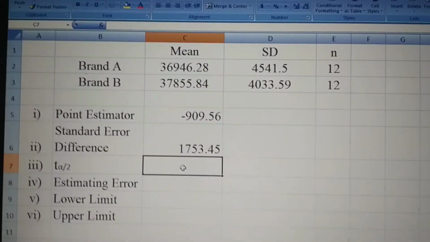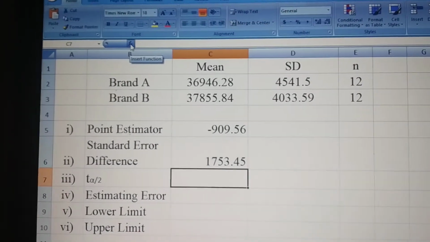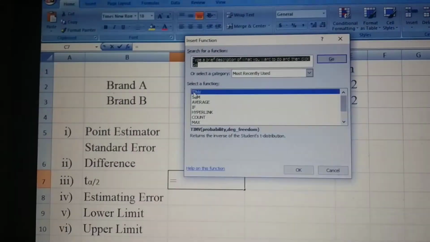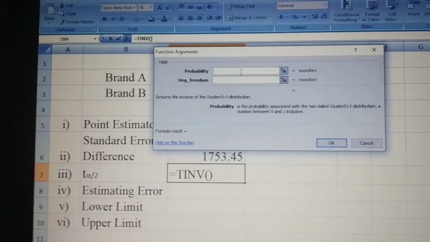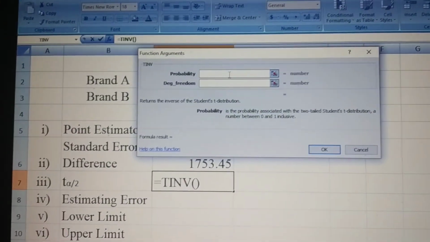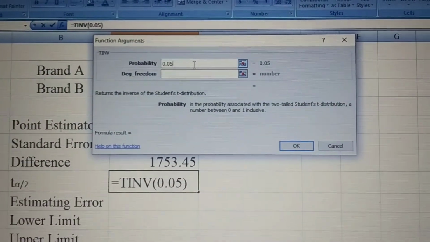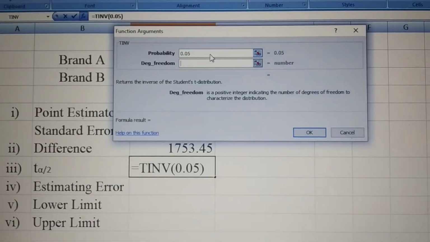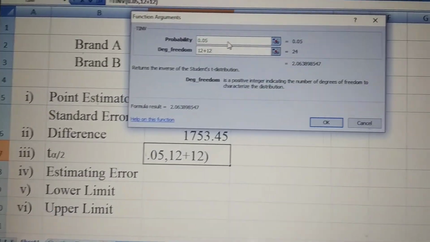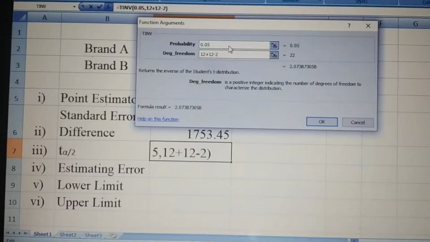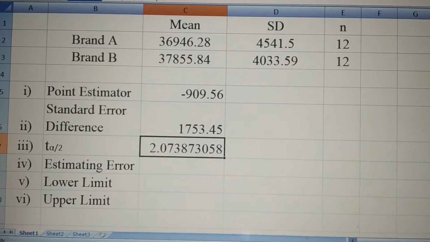For t alpha by 2, we have to click on this fx function, then we click on TINV. Since we are making a confidence interval of 95%, for TINV we put the probability as 0.05, whereas the degree of freedom is n1 plus n2 minus 2, that is 12 plus 12 minus 2. So the answer is 22. We get the value of t alpha by 2 as 2.074.